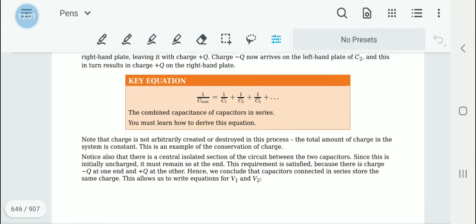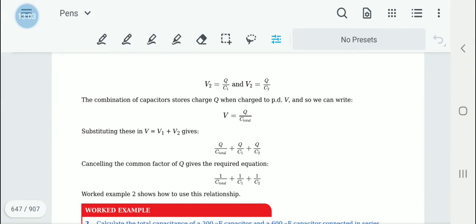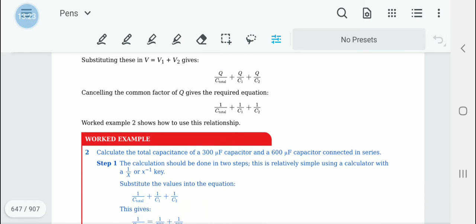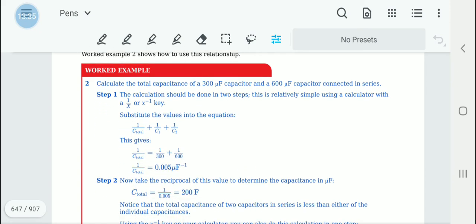Then Q upon C total was obtained here. This and this is what we are talking about. If you have any doubts, please ask. Then by cancelling common factors, we can reach the equation 1 upon C total equals 1 upon C1 plus 1 upon C2. Put a star and write down.